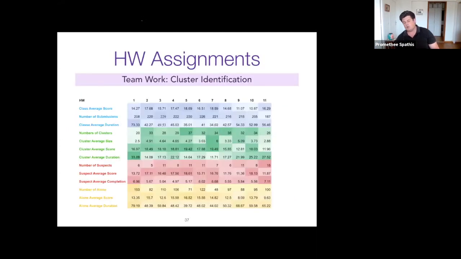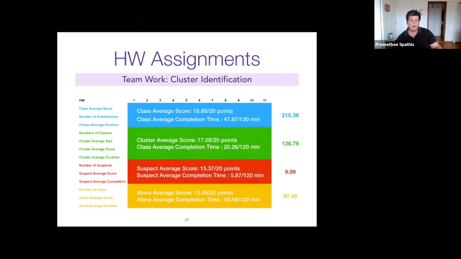So let's see what we did. We ran this cluster identification algorithm, and what we obtained is 4 categories here. I will summarize those results quickly. For the average across all 11 homework assignments, we have on average 215 submissions, the average grade is 15.60, and they took almost 50 minutes to complete the homework.